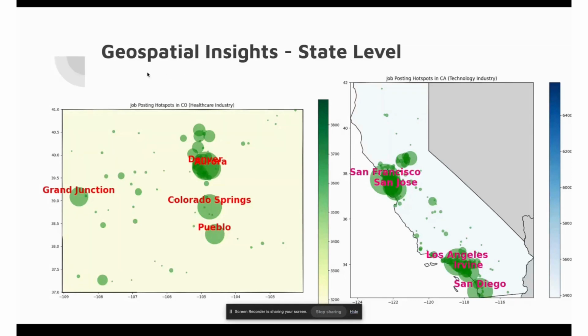On the state level, you can see the healthcare industry plotted in Colorado and the technology industry plotted in California. Once again, we see similar distributions, with top cities for the healthcare industry in Colorado including Denver, Aurora, Colorado Springs, Pueblo, and Grand Junction. In terms of the technology industry in California, we have San Francisco, San Jose, Los Angeles, Irvine, and San Diego.